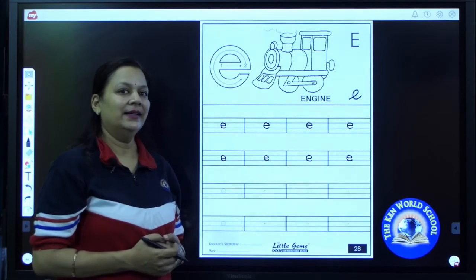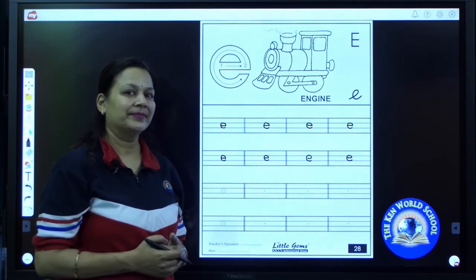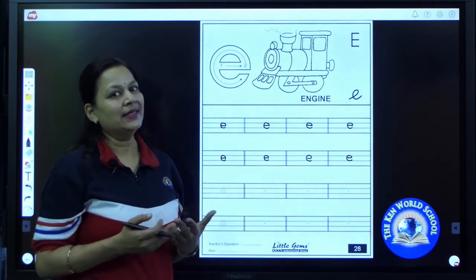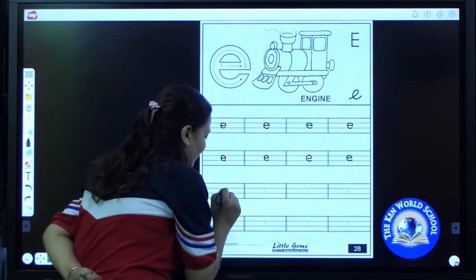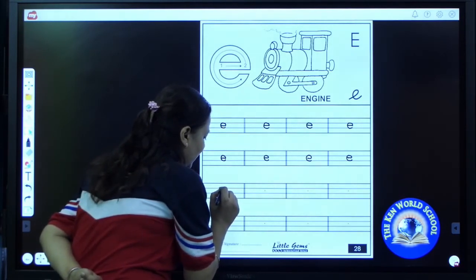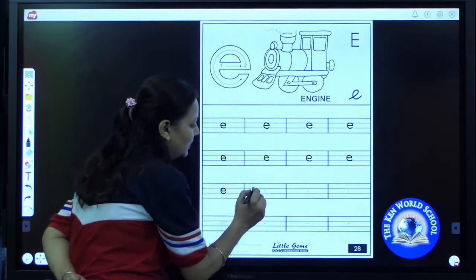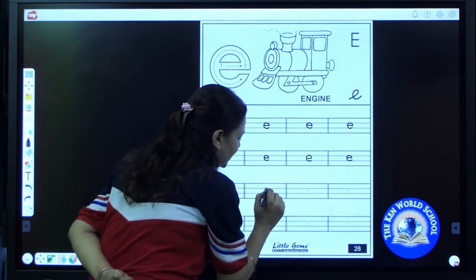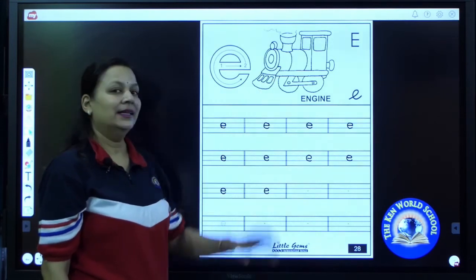Write it neatly. Write it nicely. Have you all done? Amazing. Excellent. Now again ma'am is going to write. Put your pencil between middle line and base line. Go up till middle line. Draw a curve till base line. E says eh. E as in engine.